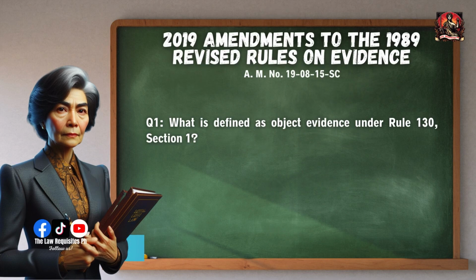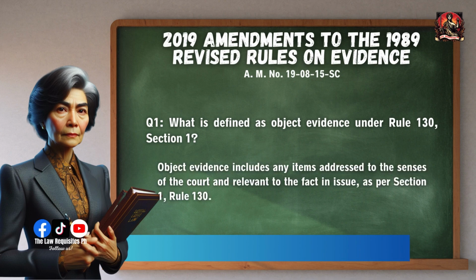Q1. What is defined as object evidence under Rule 130, Section 1? Object evidence includes any items addressed to the senses of the court and relevant to the fact in issue, as per Section 1, Rule 130.